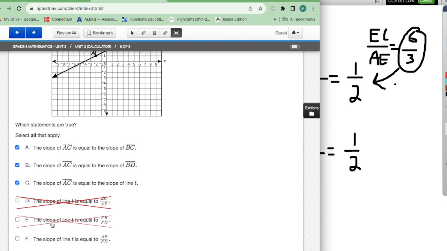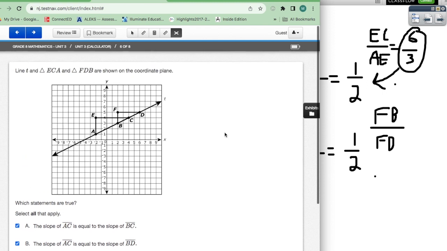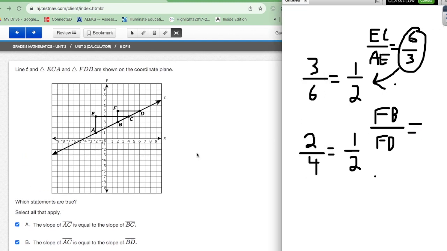Okay. The slope of line T is equal to FB over FD. So let's check out FB over FD. Now we want to check out each of these because sometimes it just could happen to be true. The first ones definitely had to be true. But let's check this out. FB is 1, 2.